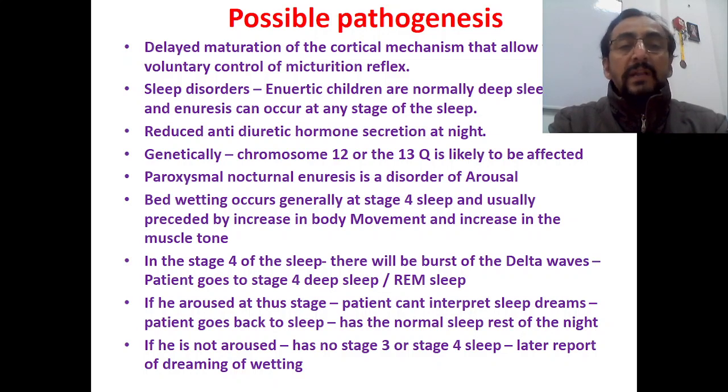Fourth point is genetic: we have seen that certain chromosomes, like chromosome 12 and 13q, are likely to be affected, showing a very strong genetic predisposition in an autosomal dominant fashion.